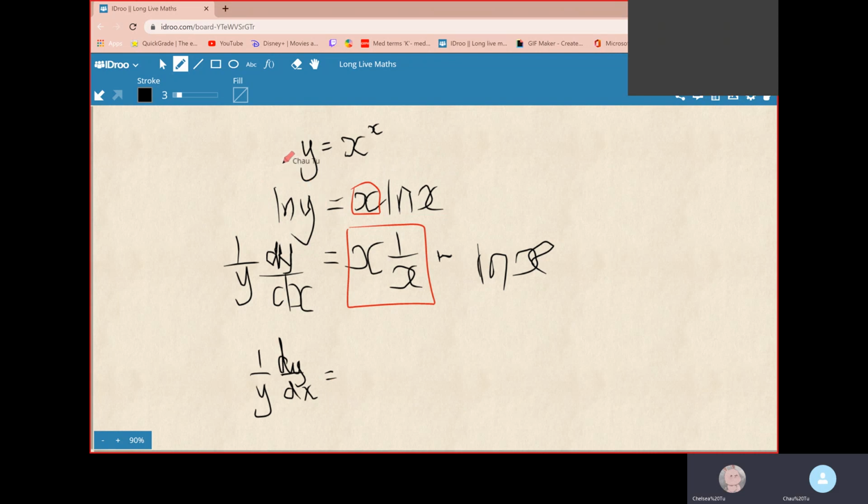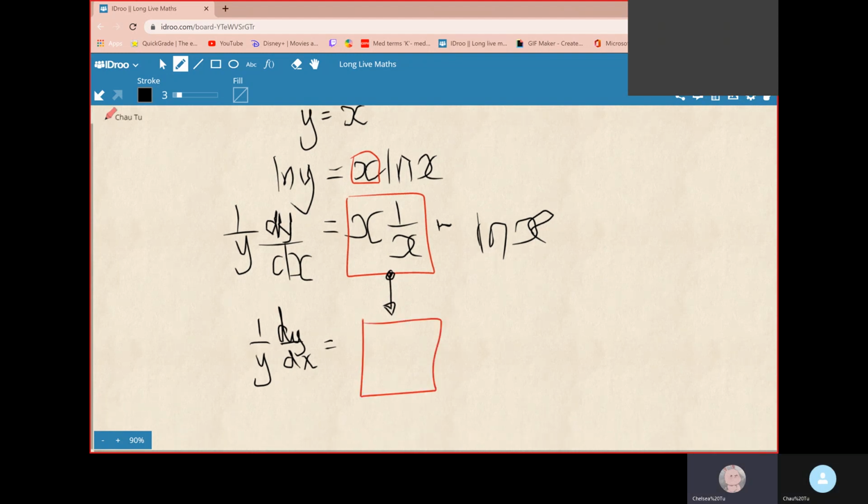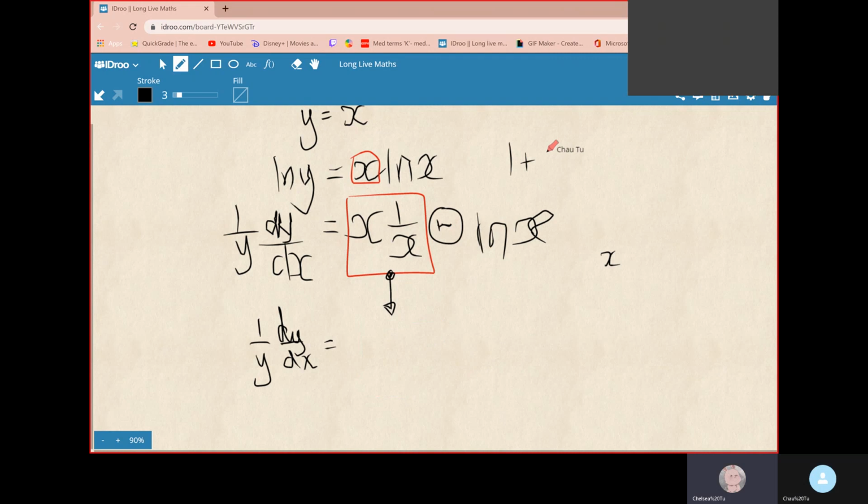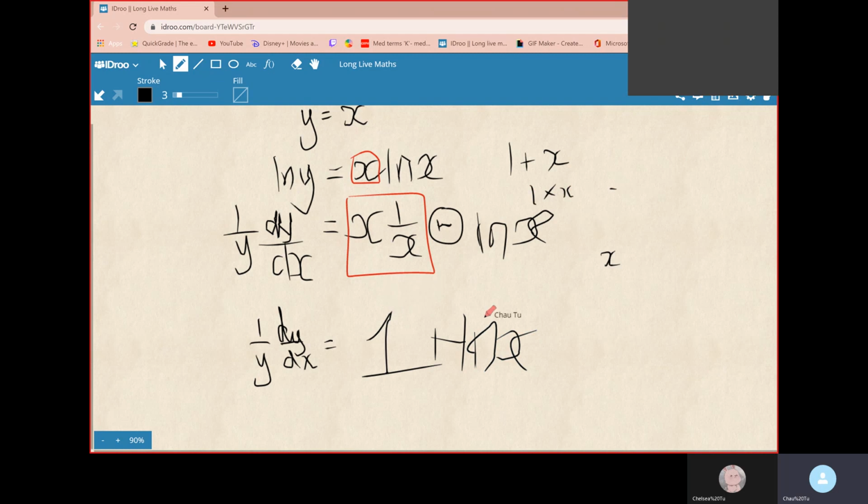Chelsea, you there? Oh yeah, I'm thinking. How do you tidy this up? Wouldn't that just be x over x, which is just 1? Yeah. One. So it will be ln x. No, you're plusing. You're not multiplying, Chelsea. This is a plus. Yeah. 1 plus ln x. Yes, 1 times x is x, and you still have two blocks, Chelsea.